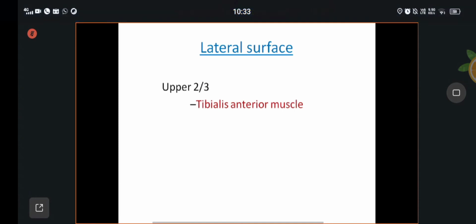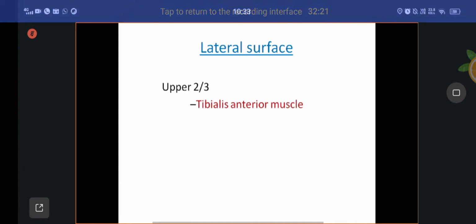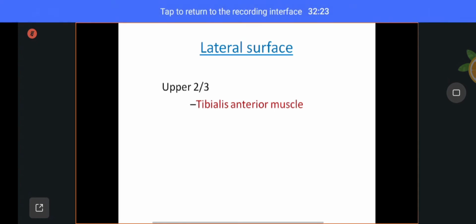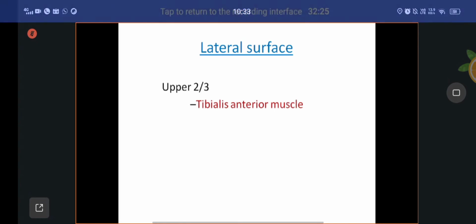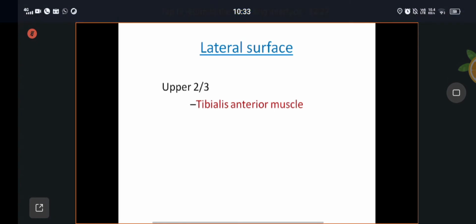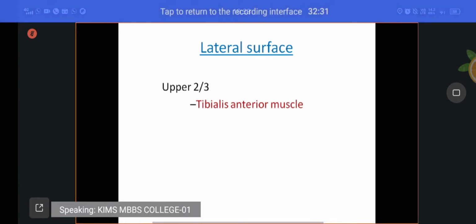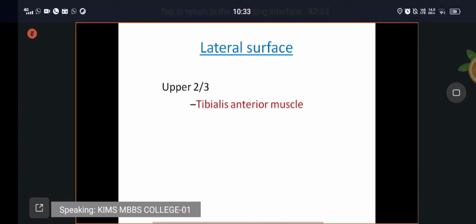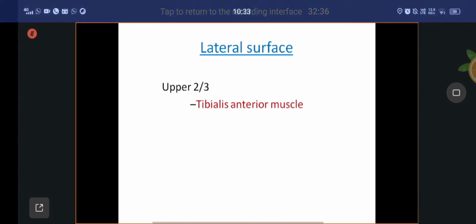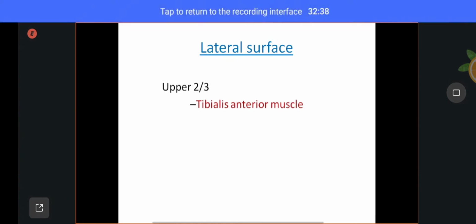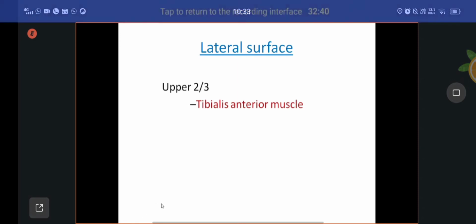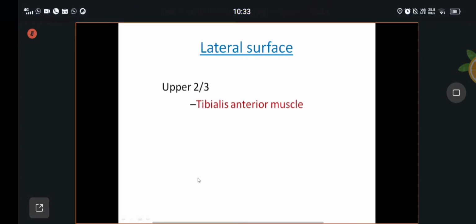These two muscles are called inverters of the foot because walking on uneven surface is very, very difficult. If our foot is flat and rigid, it is very, very difficult to walk on uneven surface. To accommodate our foot on uneven surface, these are the two important movements, inversion and eversion.